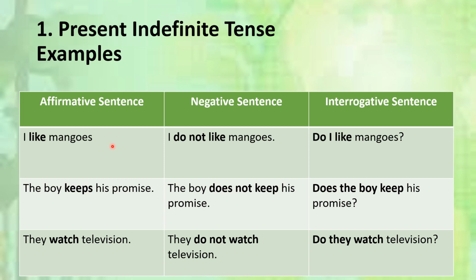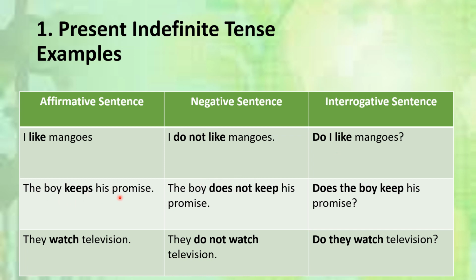Let's read this chart in which we have written affirmative, negative, and interrogative sentences of present indefinite tense. Here is the first sentence. I like mangoes. I have applied the formula about which I have just told you that first we write subject. The subject may be singular or plural. Then we write the first form of verb with or without s or es. And then we add object. Mangoes here is our object. Its negative sentence would be I do not like mangoes. Do I like mangoes is the interrogative sentence.